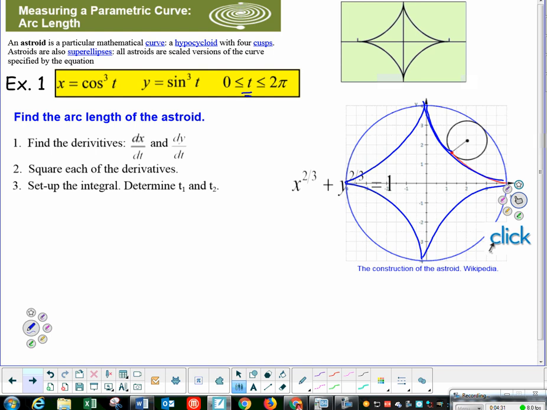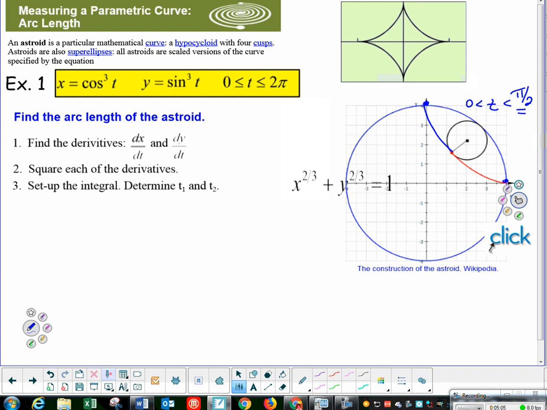Our t is running between 0 and 2 pi. So that's going to trace out all 4 sides. Now, t starts at 0, that's where the point would start. And if I just went up to pi over 2, it would finish there, right? I would get the xy coordinate when t is pi over 2. So I could really look at just that first section and multiply by 4, because all the others are going to have the same arc length as that first quadrant has.